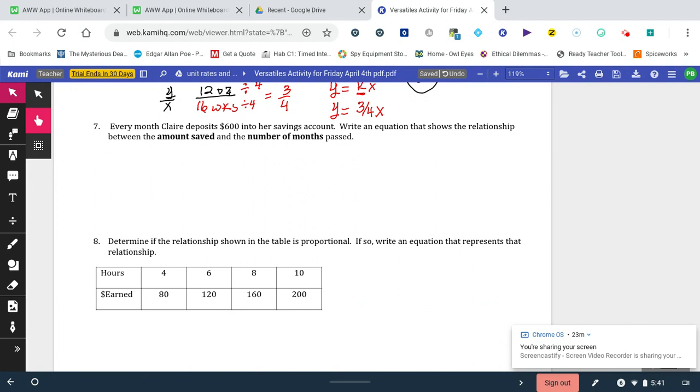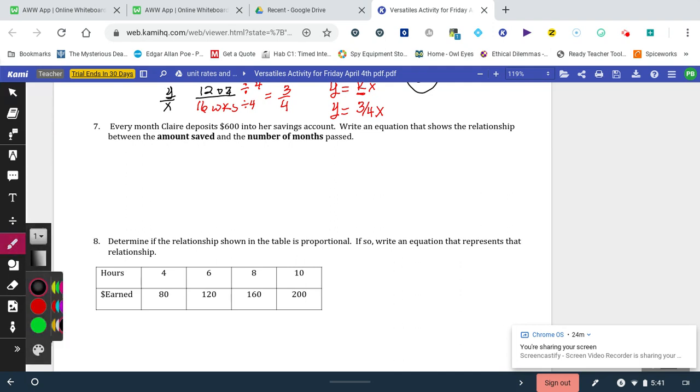Every month, Claire deposits $600 in her checking and her savings account. Write an equation that shows the relationship between the amount saved and the number of months. All right, so this one is fairly simple. Some of you are like, how in the world is that simple? Well, I'll show you. So every month, she's putting in the same thing.